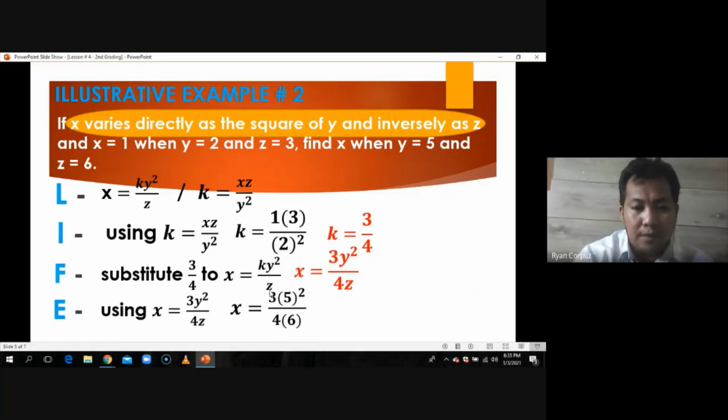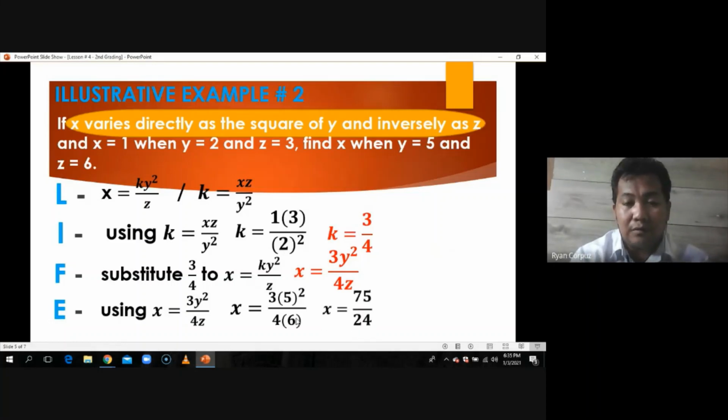So pwedeng gumamit ka ng cancellation dito. Pwede mo ito mag-cancel eh. 3 and 6. So matitira na lang dito sa baba ay 2. Mawawala na yung 3 doon. So 5 squared yun. So that would be 5 times 5. That would be 25 over 4, 4 dito eh. That would be 4 times 2. That would be 8. So we'll come up with 25 over 8.